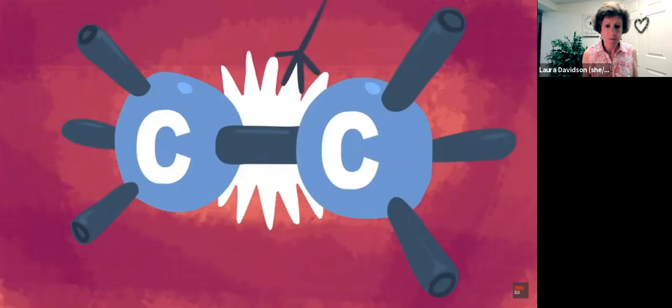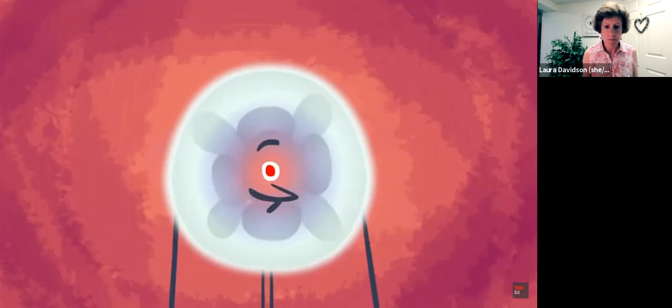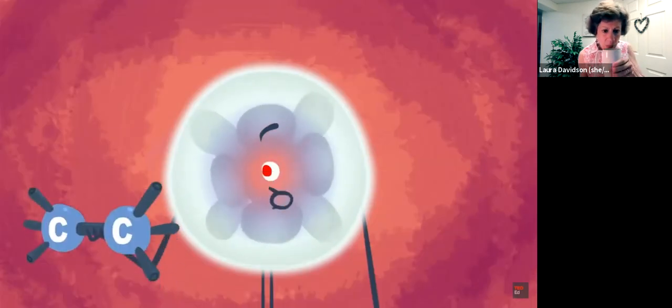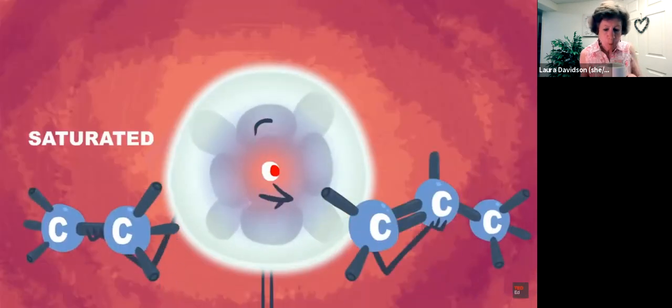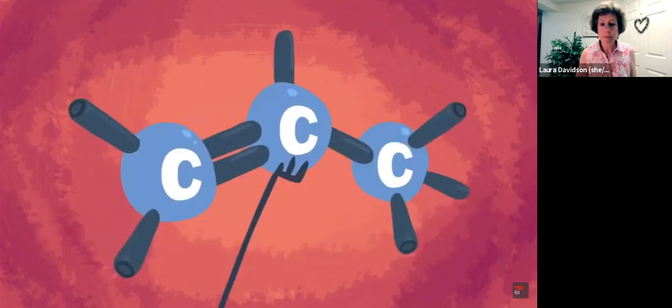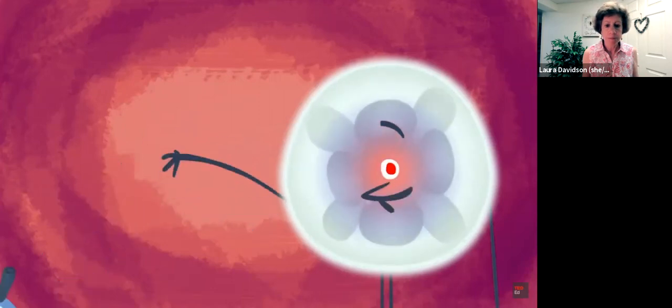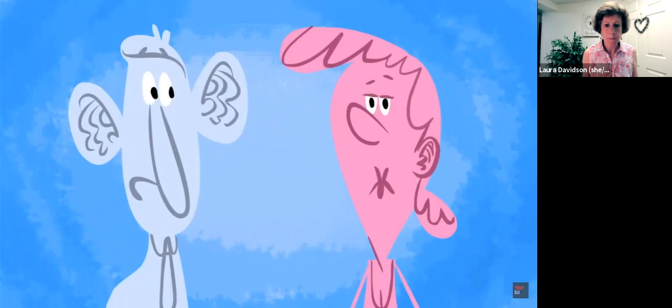Some fatty acids have only single bonds. Others have both single and double bonds. Fatty acids with only single bonds are called saturated, and those with one or more double bonds are called unsaturated. Now, most unsaturated fats are good for you, while saturated fats are bad for you in excess. For saturated fats, the story pretty much ends there, but not for unsaturated fats.